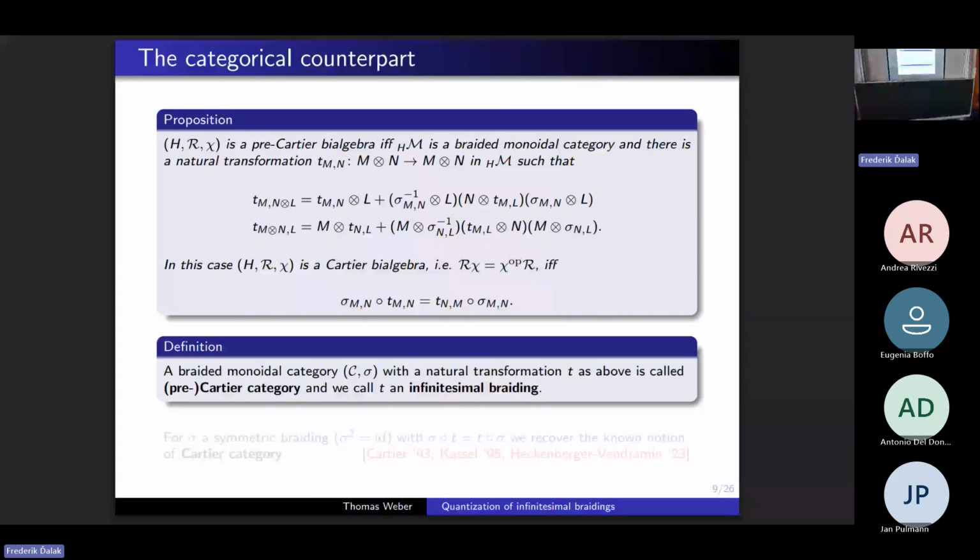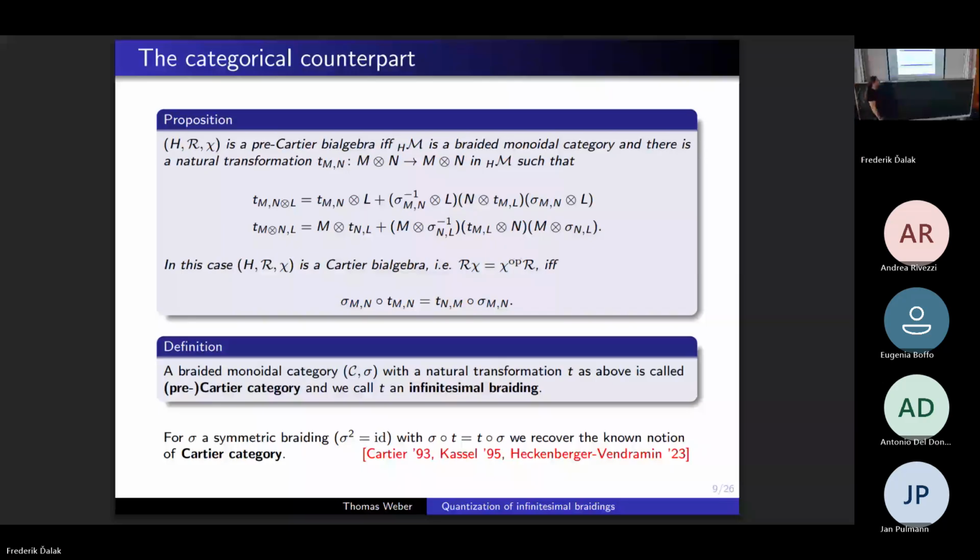So why this pre-Cartier name? Part of this was known in the literature. For symmetries, if sigma squares to 1, and if also sigma commutes with T, we get back the notion of Cartier category introduced by Cartier in '93. There's also a nice chapter about this in the book of Kassel, and more recently in the paper of Berger and Rami. Because our definition is more general, we didn't call it Cartier, but pre, and that's the motivation.